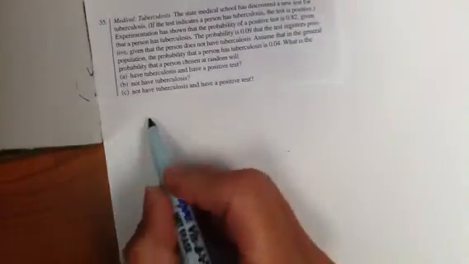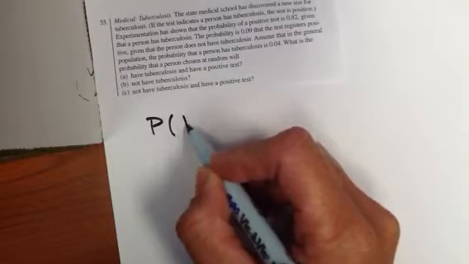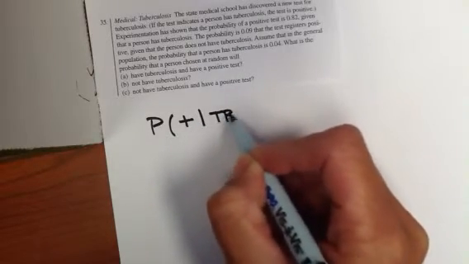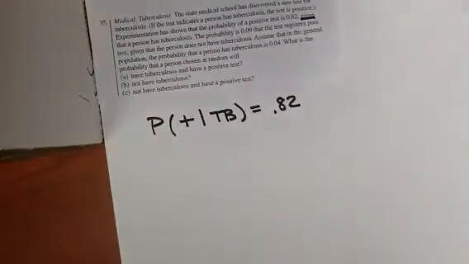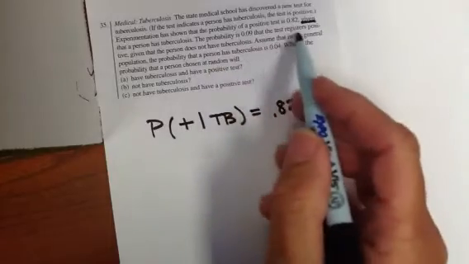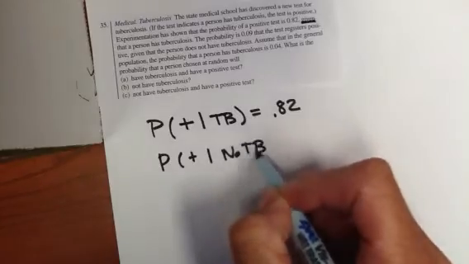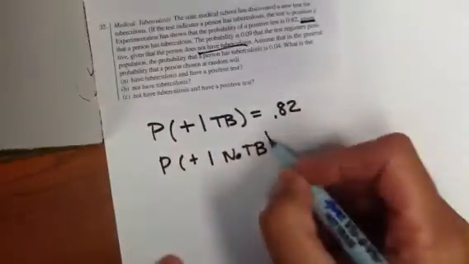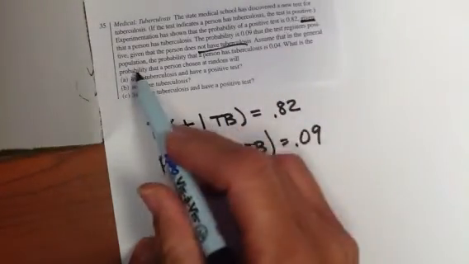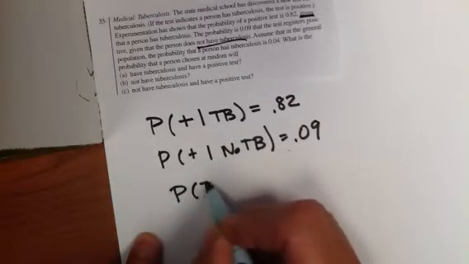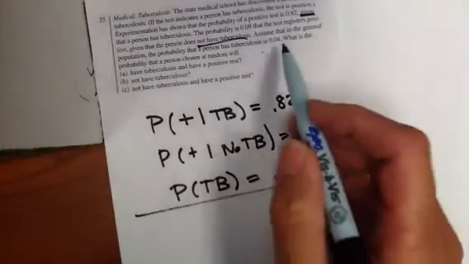Okay, let's write down the information we know. We know the probability that the test is positive given they have TB. So I'm going to put positive given they have TB is equal to 0.82. So that's a conditional probability they gave us. The probability that the test is positive given no TB, that they don't have tuberculosis, is 0.09. Do you see how that's what they gave us? Assume that in general, the probability that they have TB is 0.04. So we're given this information.